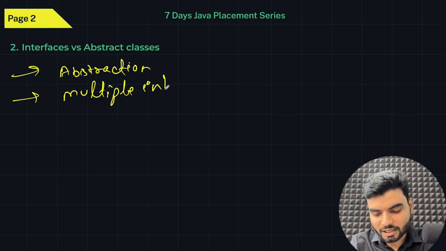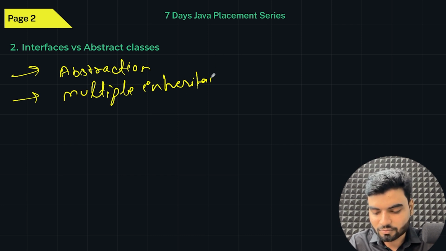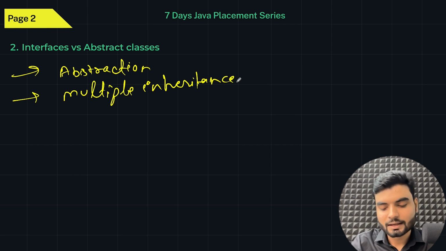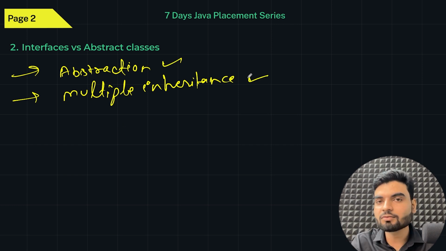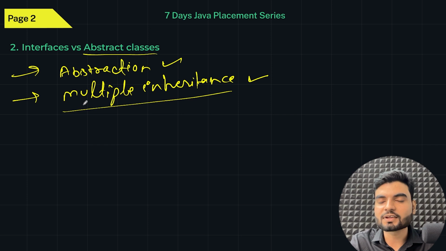So if somebody asks you the question, does Java allow multiple inheritance, you will say no, directly it does not, but with the help of interfaces we can implement multiple inheritance. Okay, multiple inheritance. Perfect. Now here we can perform abstraction and multiple inheritance. So one difference you should know is that with the help of interfaces we can perform multiple inheritance, but with abstract classes we cannot. So this is the one difference. But why are we implementing abstraction in both?